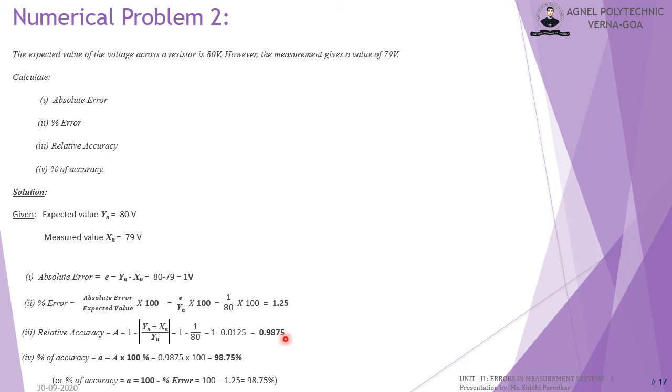Now we have to find the percentage of accuracy, that is given as relative accuracy into 100. So 0.9875 into 100, which is equal to 98.75%.